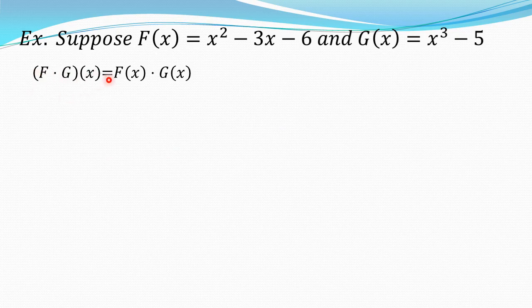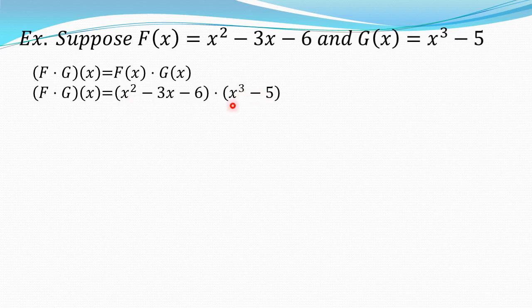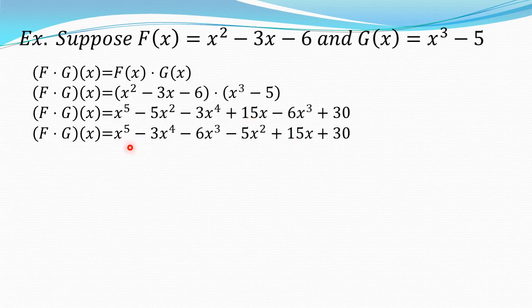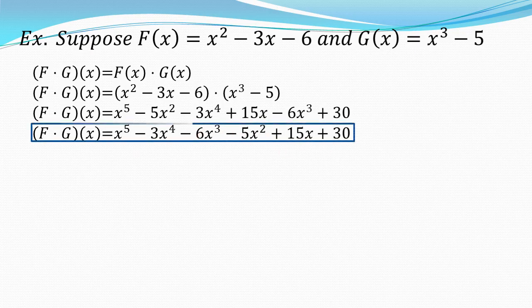How about for multiplication? So it's going to be just similar steps with our previous example, but you're going to have to be a little extra careful with distributing the terms. So you get here x to the fifth is just that one, and minus 5x squared minus 3x to the fourth, positive 15x minus 6x cubed, and positive 30 over here. So just be careful with multiplying, especially with the signs. Rearranging that, we have this, and there are no similar terms, so this is already your final answer.